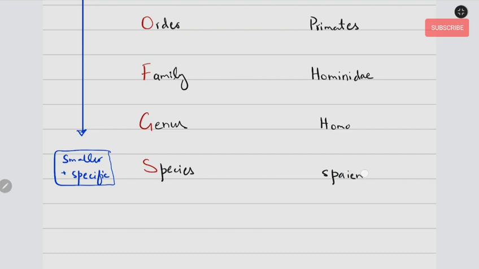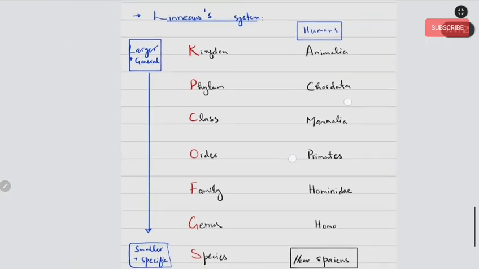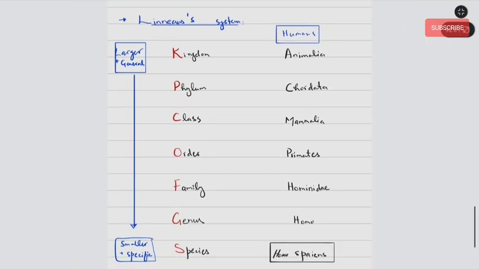So the full name would be Homo sapiens. But we usually call it Homo sapiens, like this. That's the scientific name. So you have to consider that. For plants, the kingdom would be Plantae and onward, right?